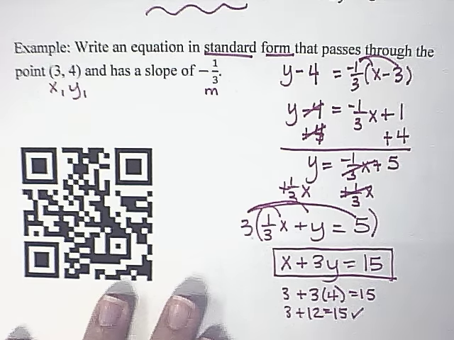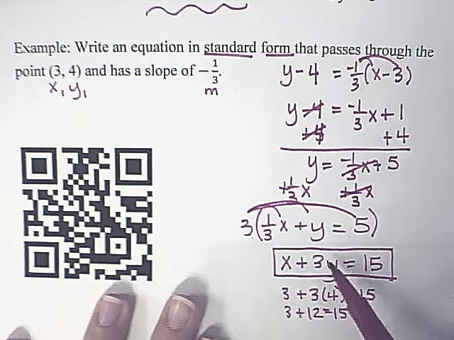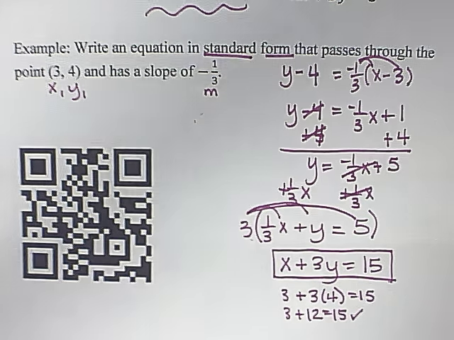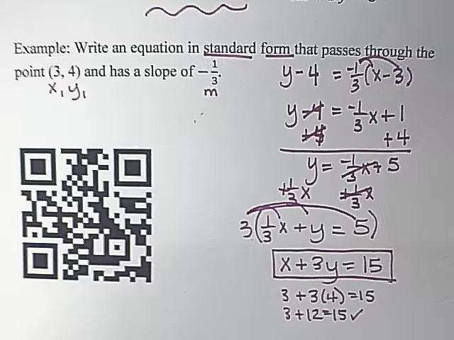And then if I had multiple answers that were like that, I would also want to solve for y to make sure my slope made sense. Just trying to give you a couple ways to do the same thing. Now go ahead and work on numbers 1 to 6.